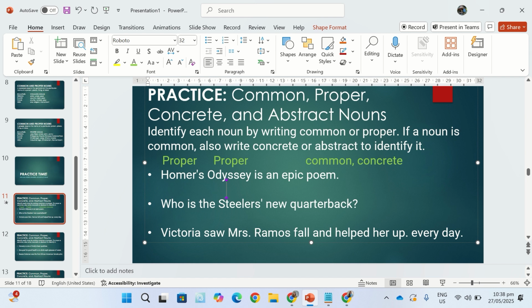Steelers. It's a name, so it's a proper noun. Quarterback. What is quarterback? It's a position in football, if I'm not mistaken, something that leads the direction of the team's offense play. So it's a common and a concrete one.